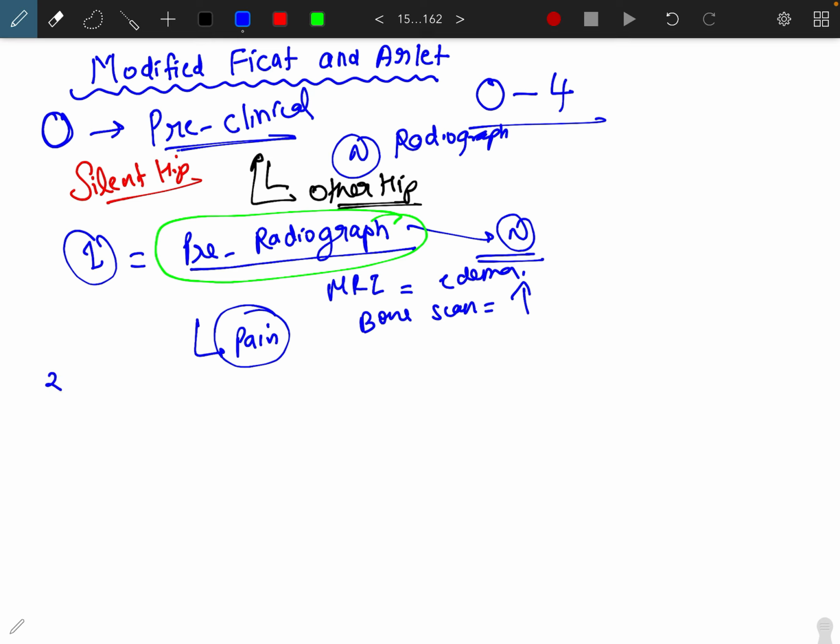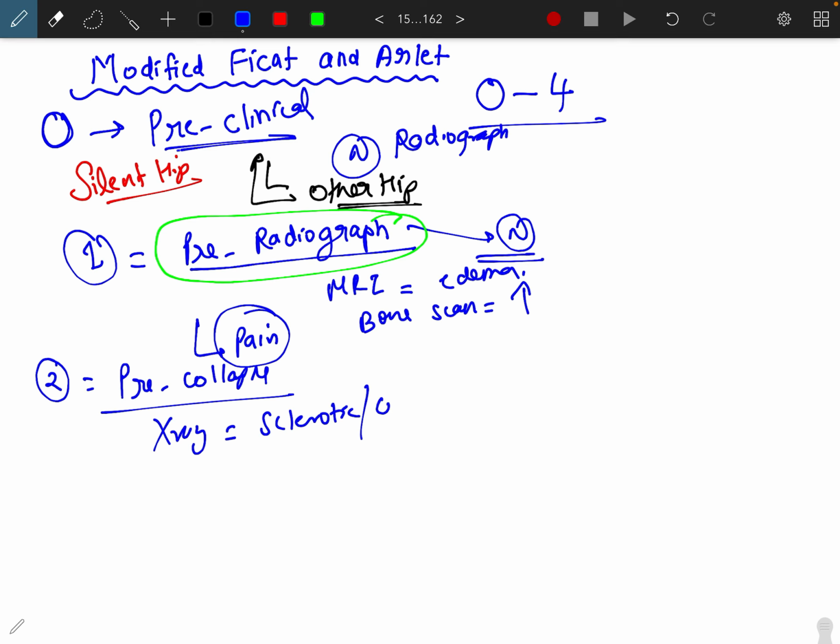Now stage number 2, which is also known as the pre-collapse stage. Herein, the X-ray will show sclerotic changes and some cystic changes as well. There's a mix of both. The MRI will have geographic defects, and along with the pain, the patient will have stiffness.